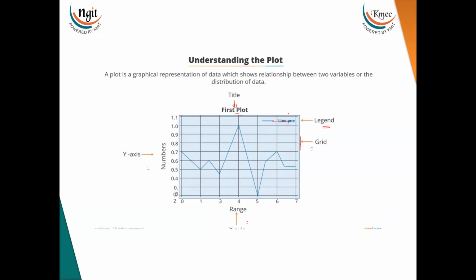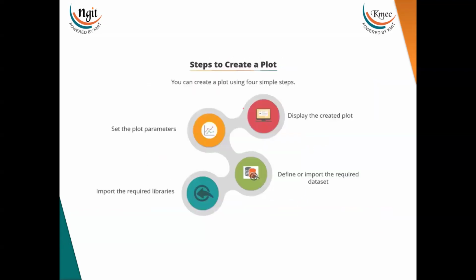So how are we going to make all this visualization using Matplotlib? The steps to create a plot are very simple. First, we have to import the required libraries. Then we have to define or import the required data set. Then we set the plot parameters, and then we display the created plot. These are the four simple steps for creating a plot.